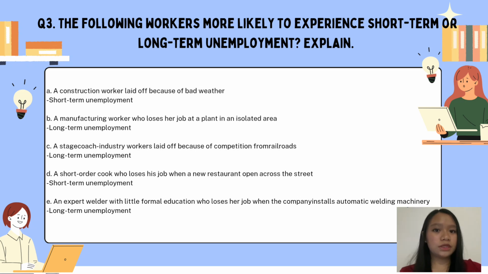The second is a manufacturing worker who loses her job at a plant in an isolated area. This is a long-term unemployment. Manufacturing jobs in isolated areas may not have many alternative employment opportunities nearby, leading to prolonged job searches. If the plant closure reflects broader economic trends or structural changes in the industry, this worker may face significant challenges finding new employment, resulting in longer unemployment duration.